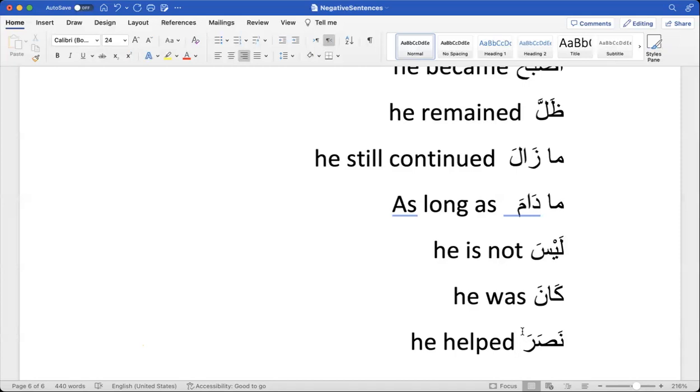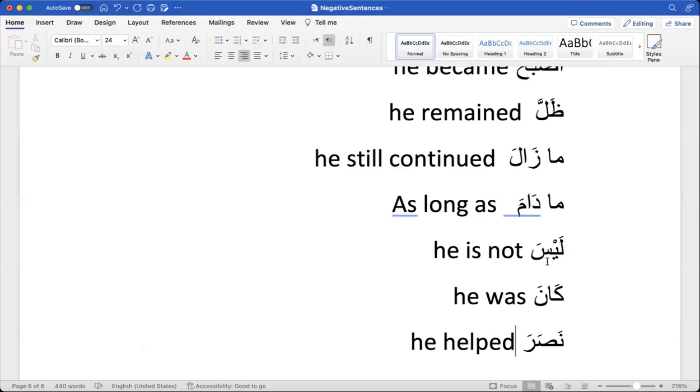The meaning is not complete. We have to put extra words around it to make it complete. If I say he was standing, then it makes sense. So I had to add "standing". But in the case of nasara, I don't put anything before or after. It still makes a complete sentence. That's why this is a complete fail, and this is a naqis fail.